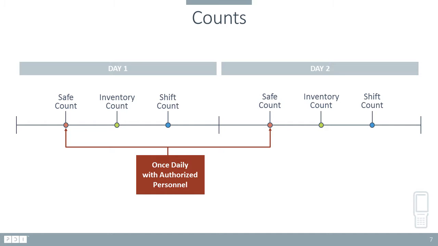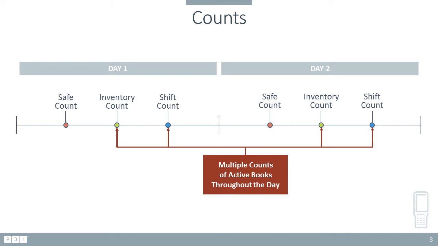From there, I can also do multiple counts of the stuff that I'm actually selling. So as I go through the course of the day and I'm selling and selling and selling, the inventory points are changing throughout the course of the day, and I can take little snapshots of what that inventory looks like at a given time.